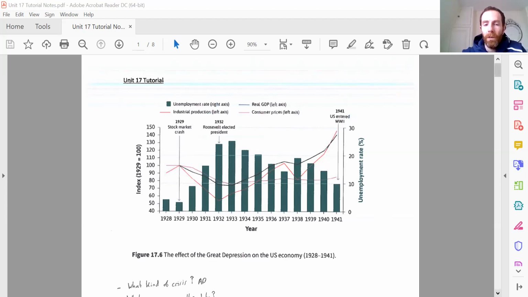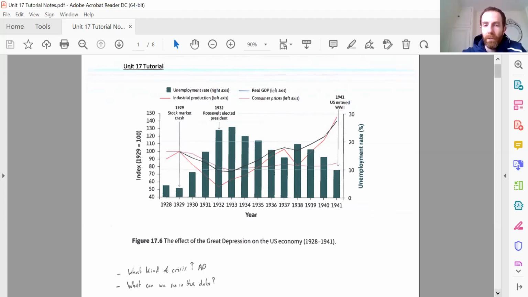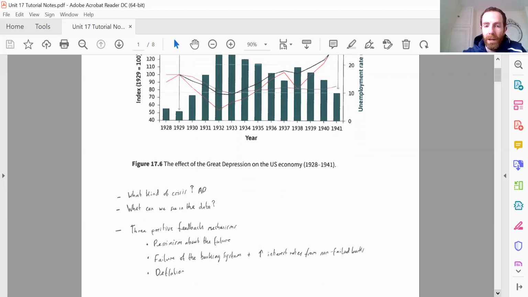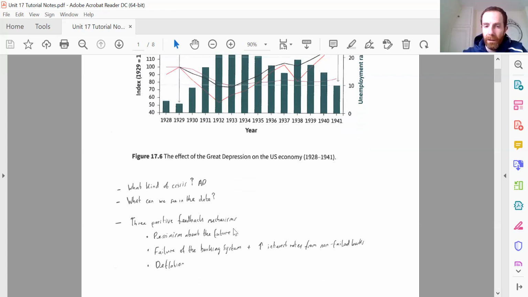So what were the drivers of this? Well, we think about there being three positive feedback mechanisms that really drove the Great Depression. And a positive feedback mechanism, that's when we're at an equilibrium, and then there's some sort of change away from the equilibrium, and that change drives a further change to take us even further from equilibrium. And so things getting, in this case, worse and worse and worse.